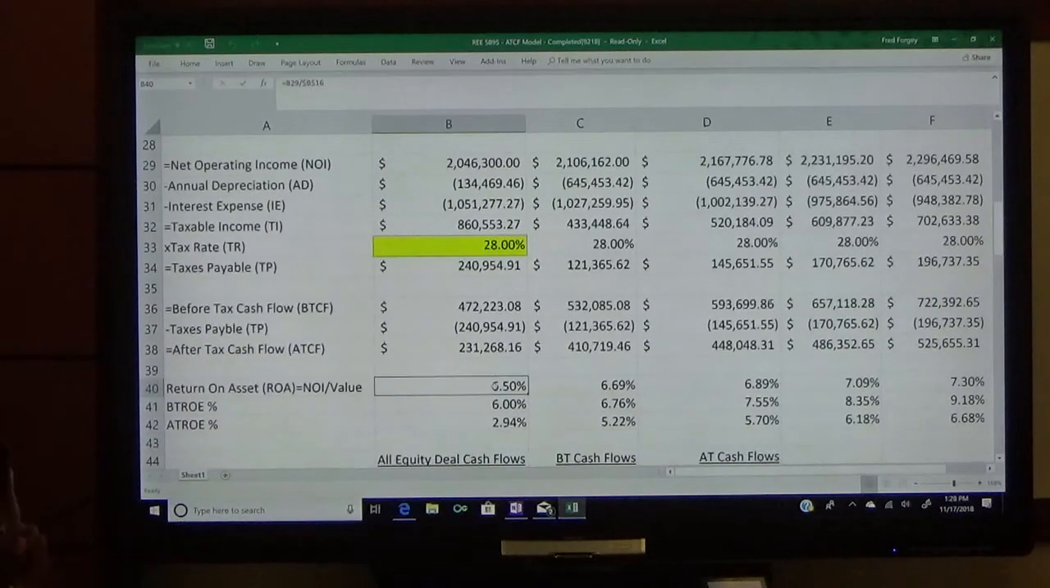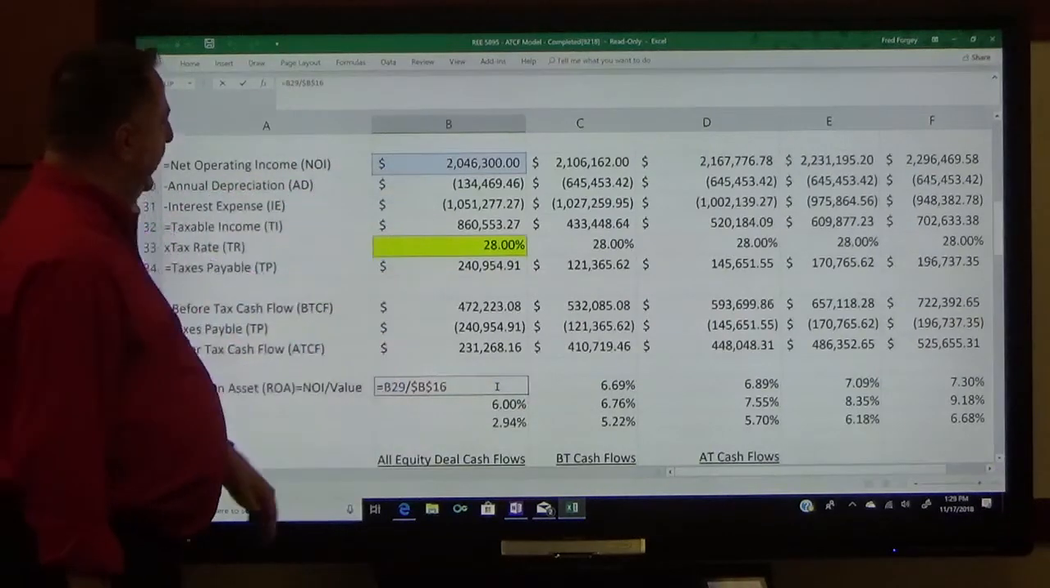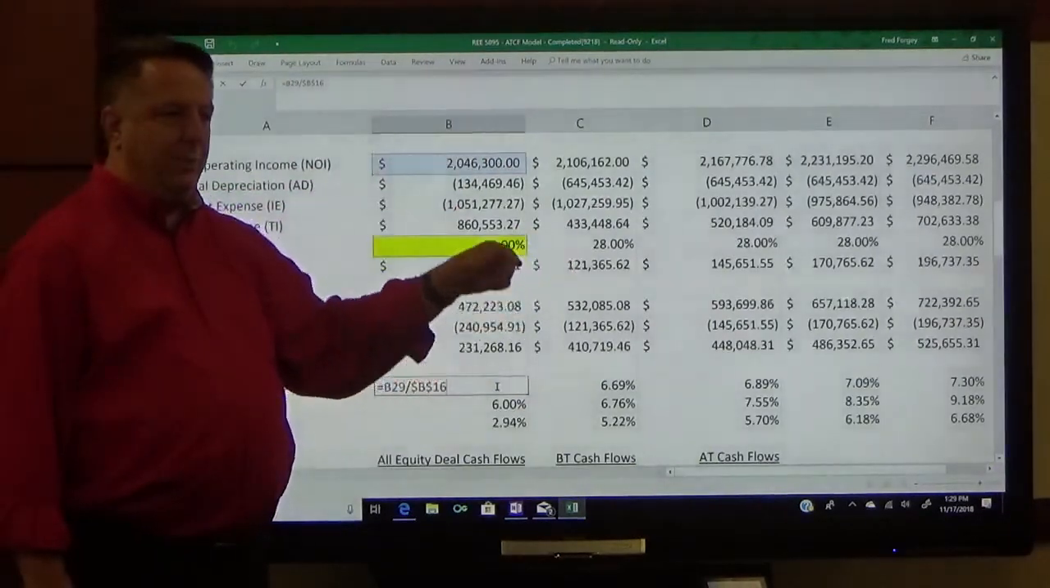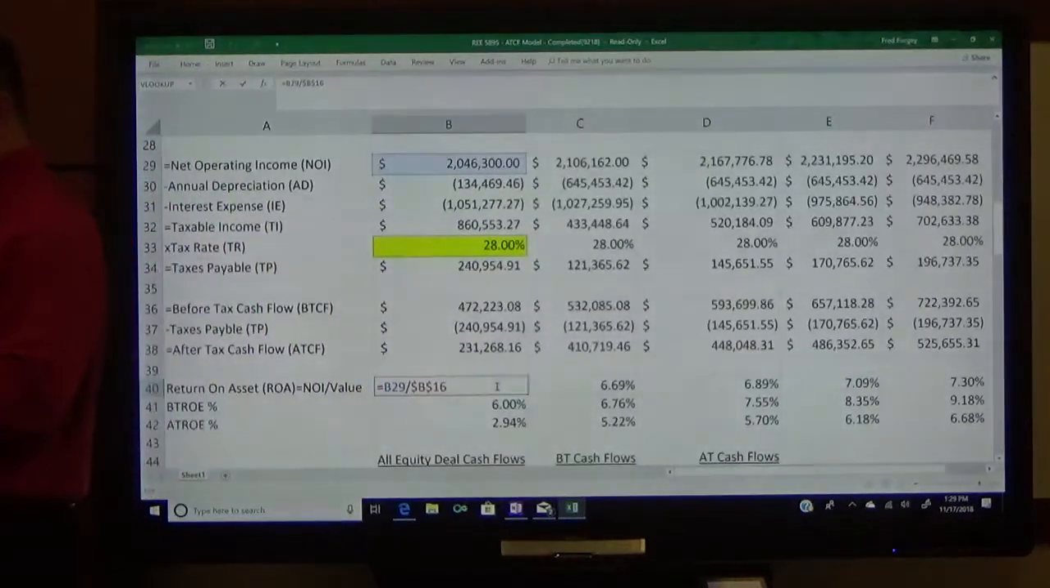So the first one, in terms of a return calculation, is what we refer to as return on asset, which in essence really is your cap rate for all intents and purposes. But it's also called, in this particular circumstance, the return on asset, which is simply your net operating income divided by the value. So if we look at this, you're simply going to take that $2,046,300, and you're going to divide that by the overall value of the property that we found up at the beginning, which was, what, 30-something million? Yes, sir. Well, on the sheet here.